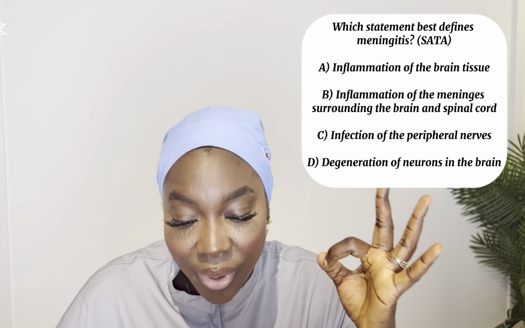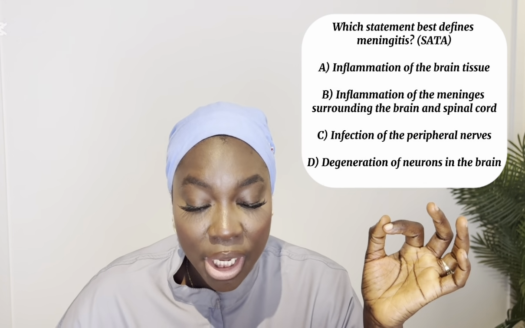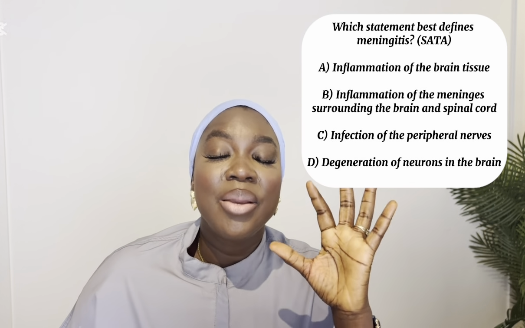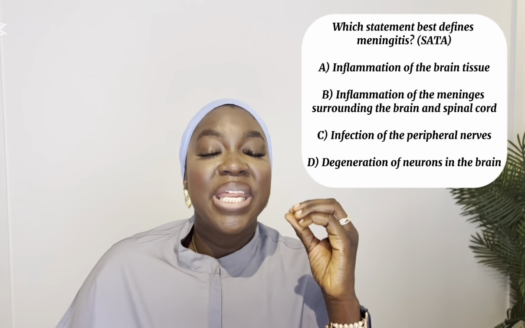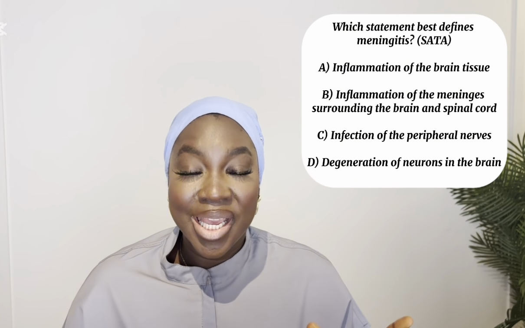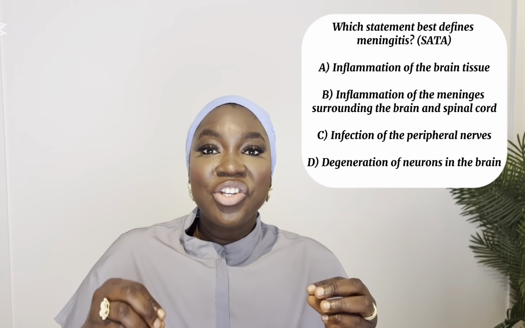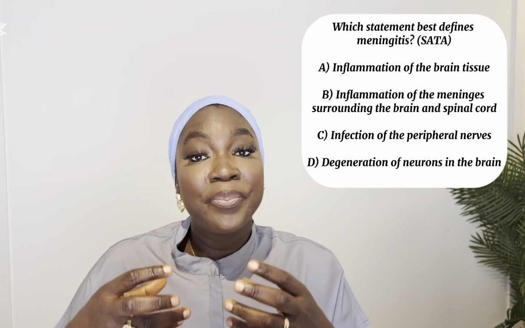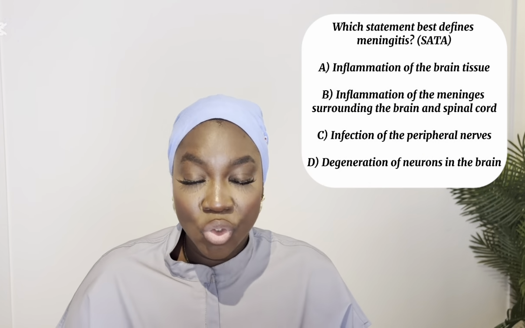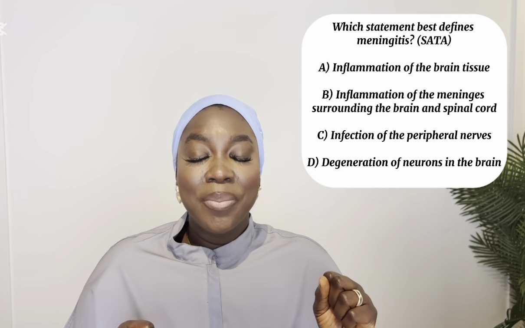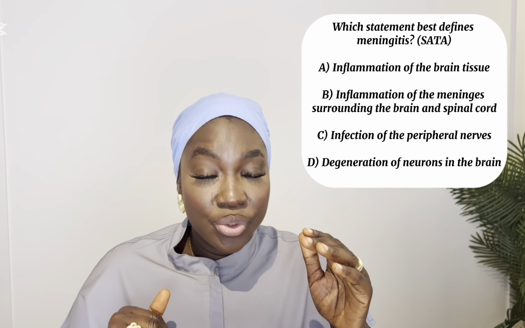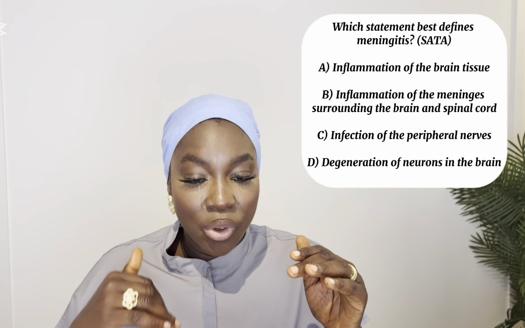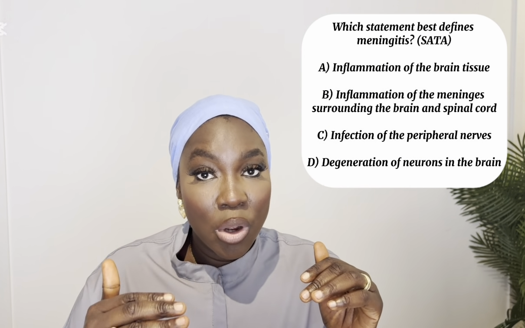Inflammation of the meninges surrounding the brain and the spinal cord. And that is meningitis. Okay, now let me break it down better for you guys. Meningitis is the inflammation of the meninges. And what is meninges, right? Meninges are the protective membranes or layers of the brain and spinal cord. So that is the simple definition of meningitis. Okay, as the video goes by, I'm going to talk about the pathophysiology, but let's go through the wrong choices.